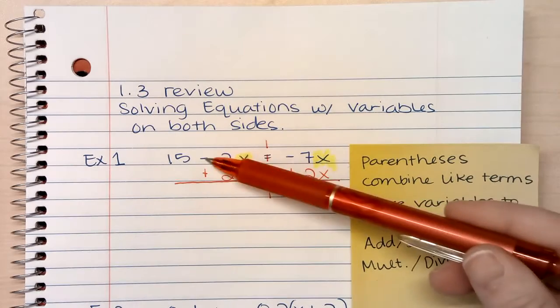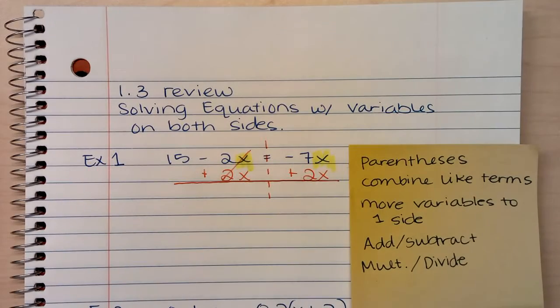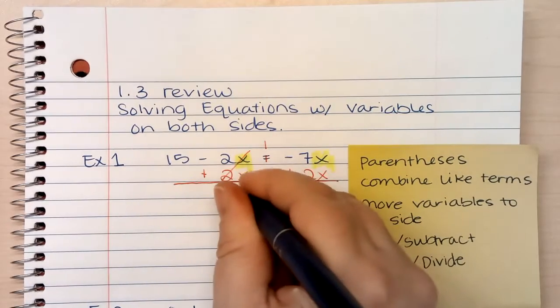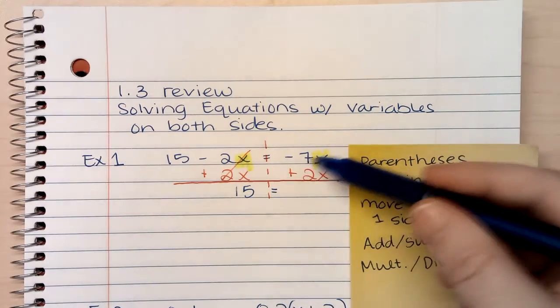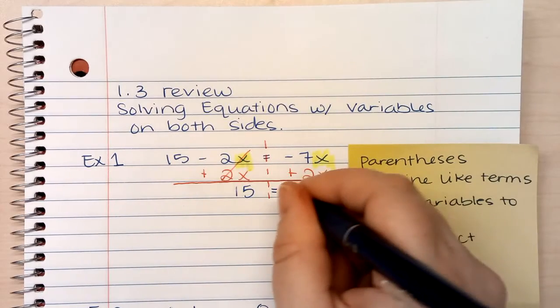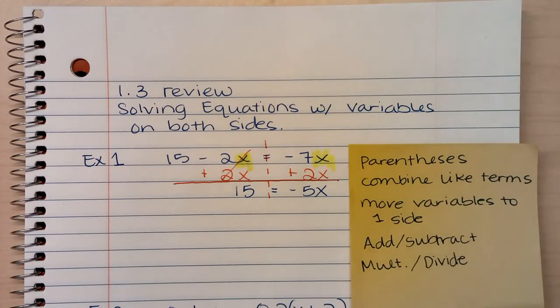So minus 2x plus 2x we know is going to cancel out. I'm going to bring down my 15 equals negative 7x plus 2x is negative 5x. All right.